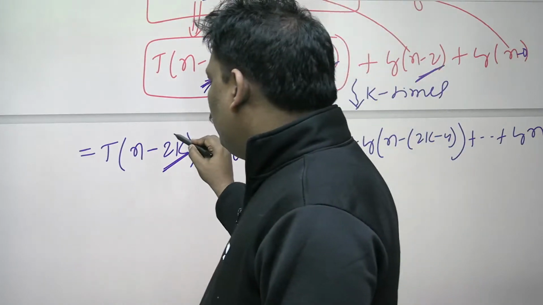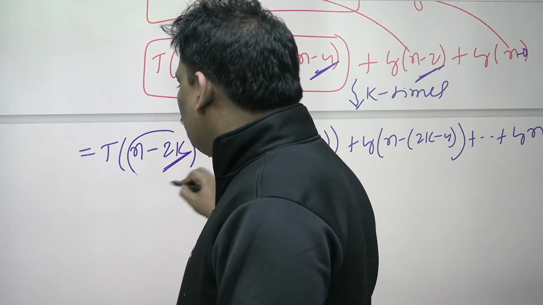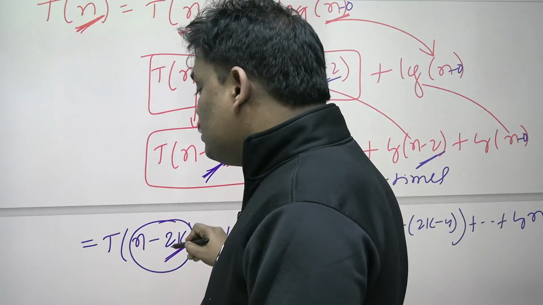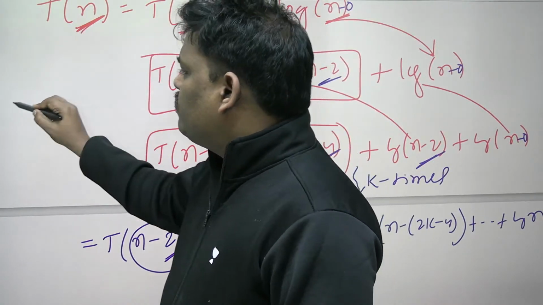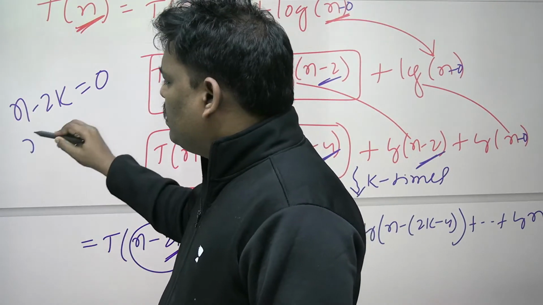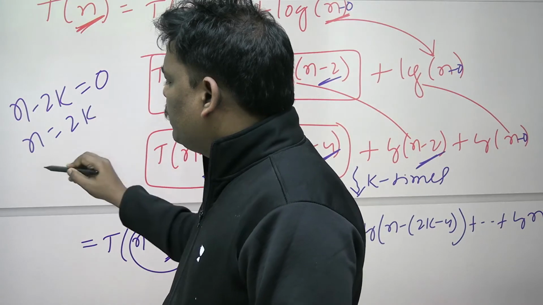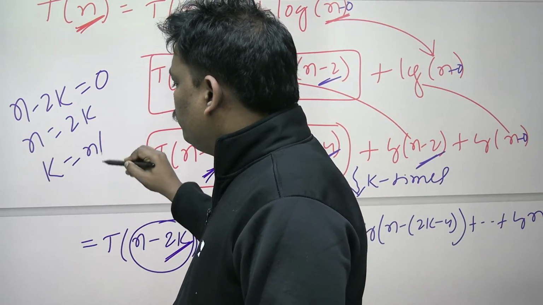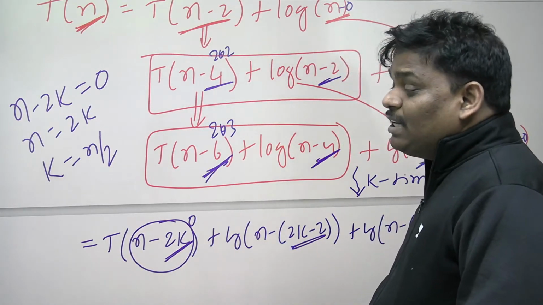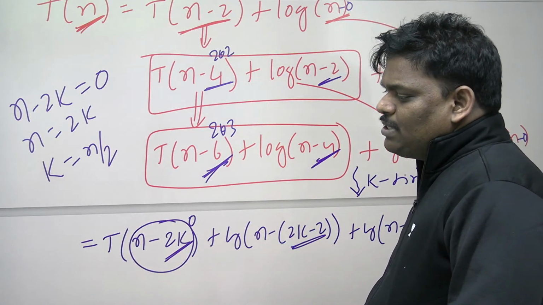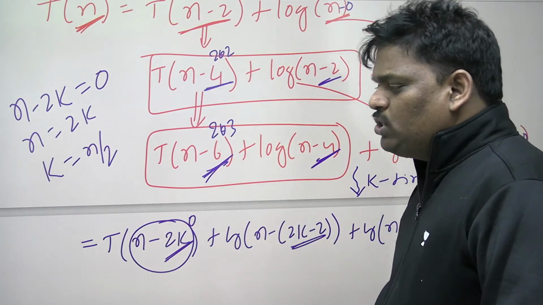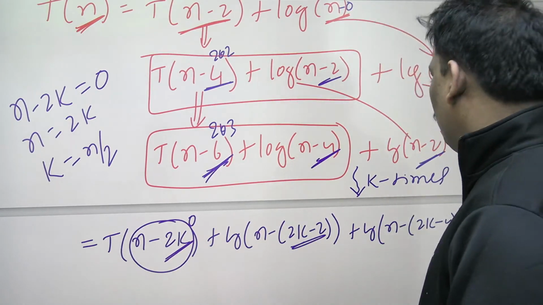So, listen everyone, this value should be 0, because the termination is T of 0. Let me write: n minus 2k is equal to 0, so n is equal to 2k, and k is equal to n by 2.